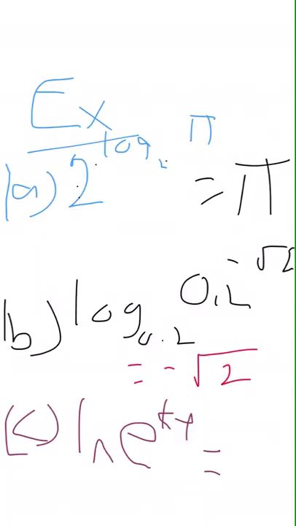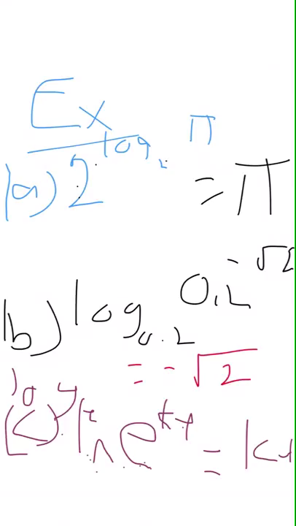And final example, natural log of e raised to a power of k times t. Remember, the natural log and the exponential, the e, those are inverses of each other. Remember, because ln is just log base e, so that's log base e of e raised to k times t, so that just gives you k times t.